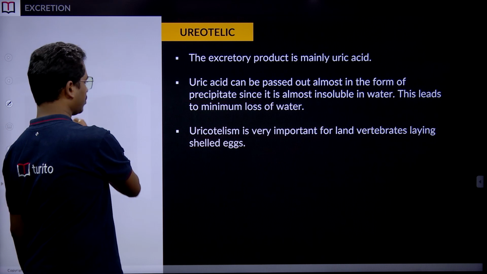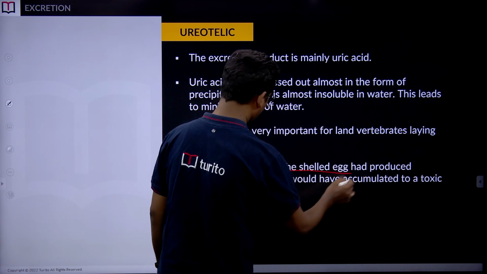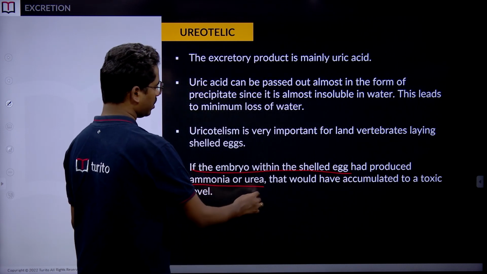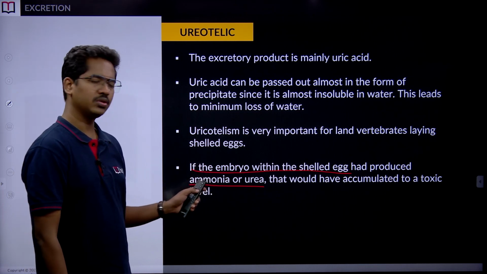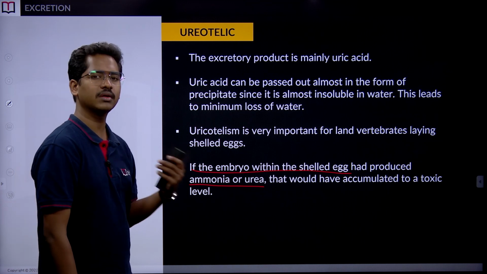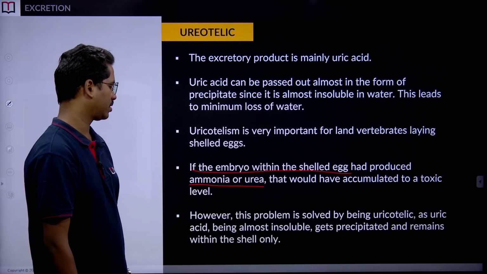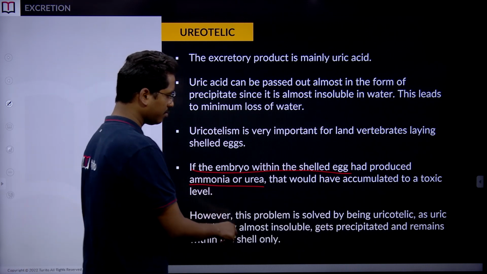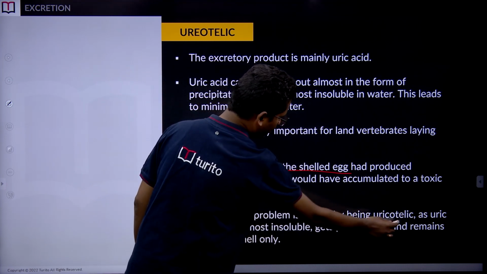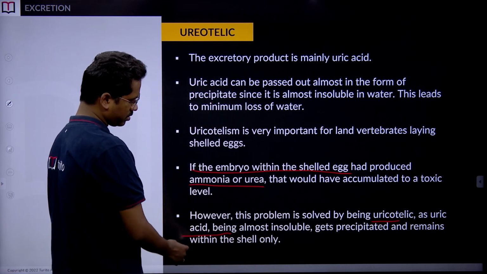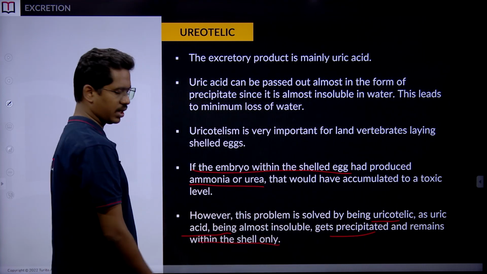Okay. So let us have a look here. If the embryo within the shelled egg had produced ammonia or urea, that would have accumulated to a toxic level. But here we have to understand that they give out the waste in the form of uric acid. This problem is solved because whatever ammonia and urea is formed is converted into uric acid. Being almost insoluble, it gets precipitated and remains within the shell only.